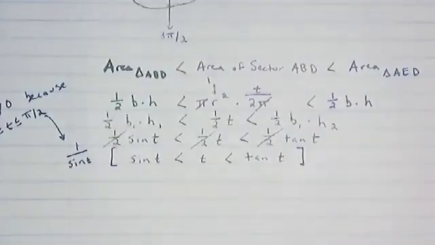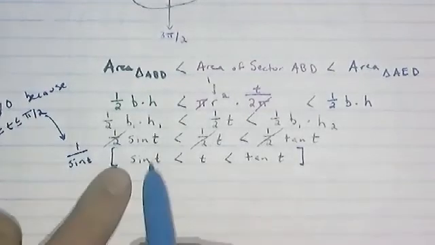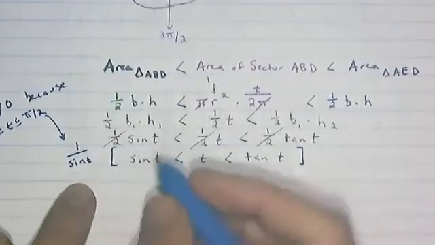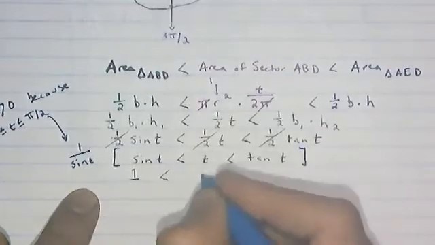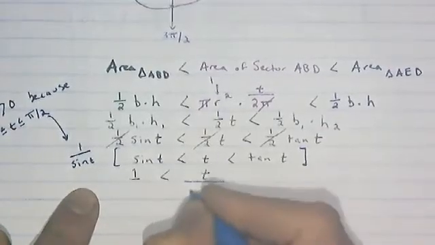Dodge that bullet. So let's multiply. Every last part of this is divided by sine of t. What's sine of t divided by sine of t? 1. The middle now looks like t over sine of t.